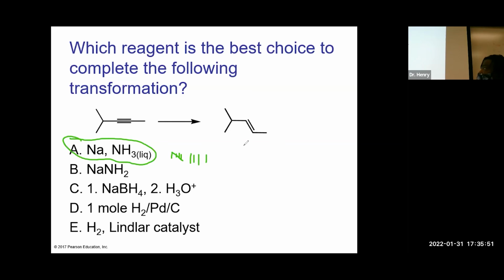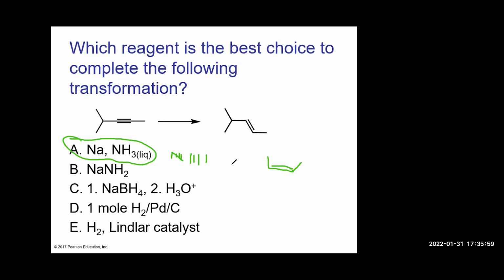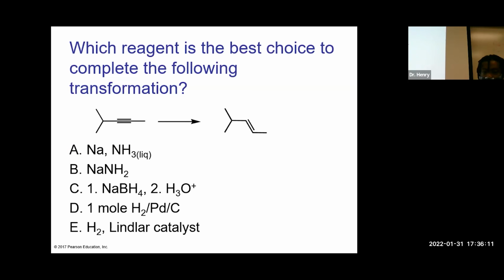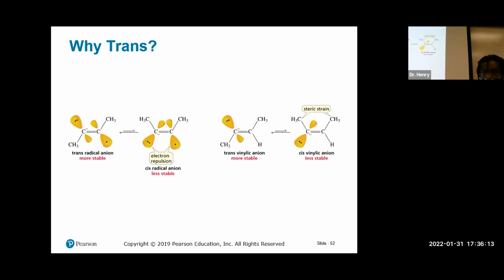So if it was cis, it was like this, what would it have been? Did you say E as in Edward? Yeah, A. Okay. Why trans? It has to do with that radical. Okay, so that trans radical is going to be more stable. The cis radical is going to be less stable. So it's going to have preference for that more stable trans radical.